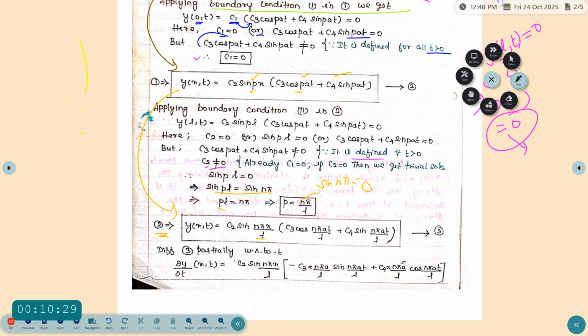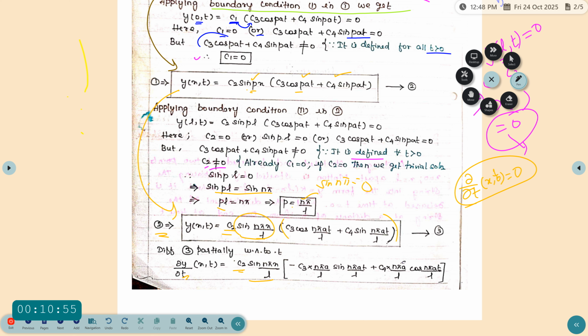What is the third condition? Differentiation with respect to t, and then put t equal to 0. This is our third condition. Before applying t equal to 0, we want a differentiation, so partially differentiate with respect to t. Here there is no t, so this is a constant. Here also no t, so keep it as a constant.